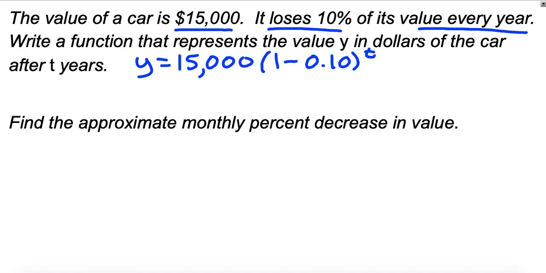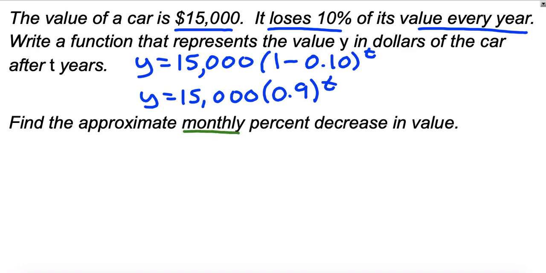Now, we do want to make this a little easier for us, so let's do whatever calculations we can, which is inside the parentheses, and we're going to get 0.9 to the t. So there's our equation. Now, what they want us to do next is find the approximate monthly percent, which means instead of having a t as the exponent, we want there to be a 12t. Well, we're not allowed to just add a 12 in there. We have to be able to undo it.